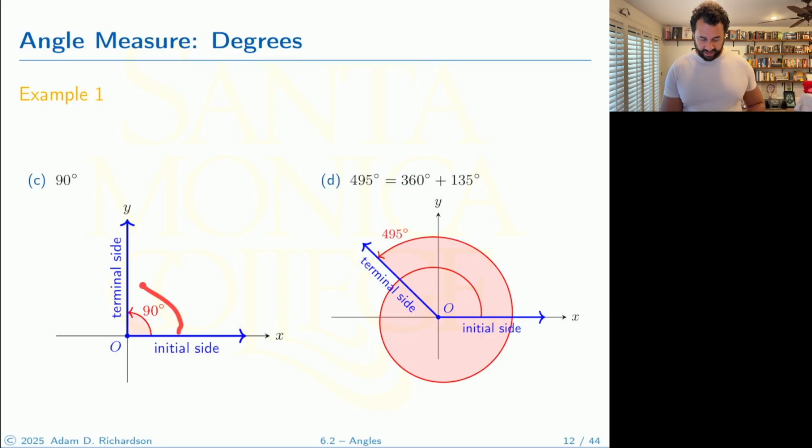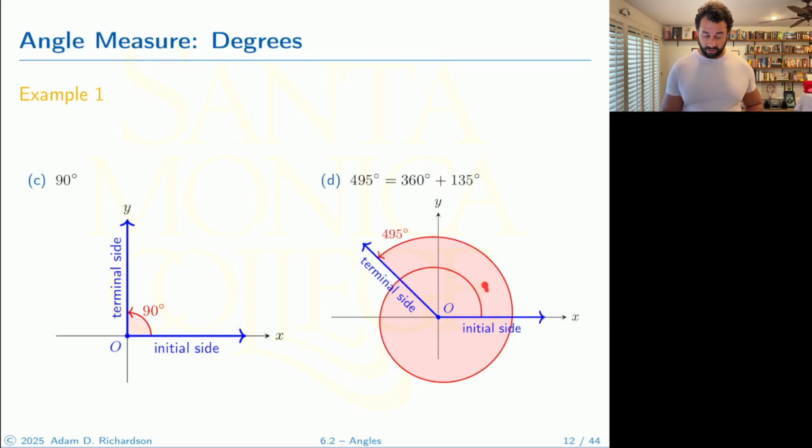So here is a 90-degree angle. Those always play a special role in things. Right angles, 90-degree angles. So here's the initial side, terminal side, there's 90 degrees. Now, 495 degrees is actually a full rotation, 360 degrees plus another 135. So this angle is going all the way around once and then continuing to go around 135 degrees. So the angle or this ray is going to coincide with the ray that lays at 135 degrees.